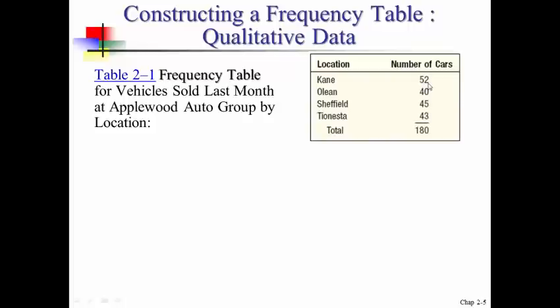This is the number of cars that she collected from each dealer. Kent could sell 50 cars last month. Olean could sell 40 cars last month. Sheffield could sell 45 cars last month. Tynestar could sell 43 cars last month. Together, Catherine understood that it was 180 from those dealers.